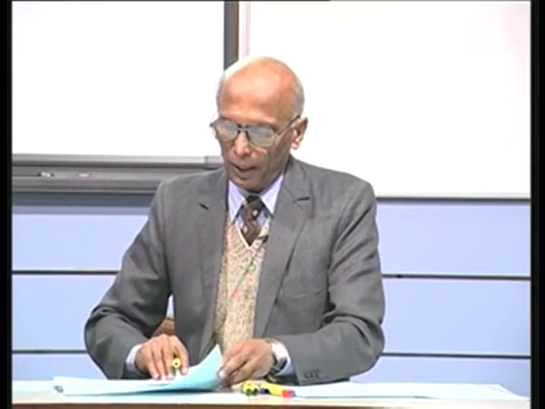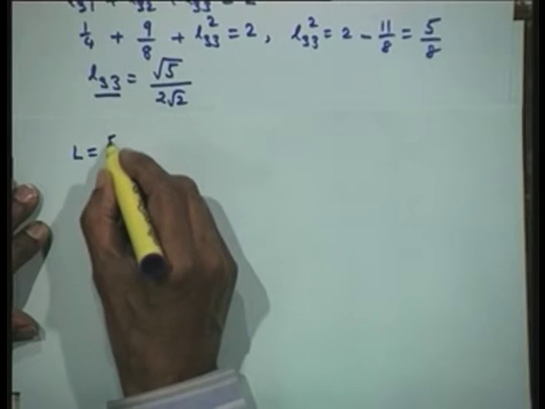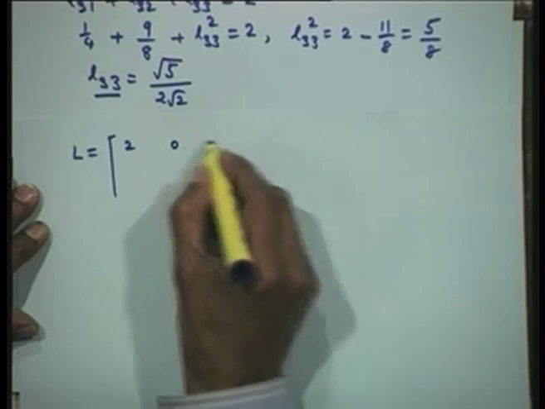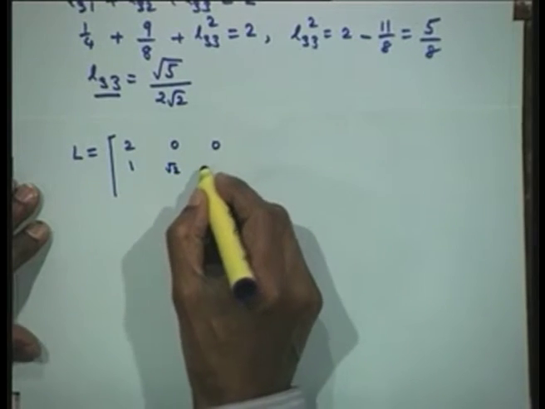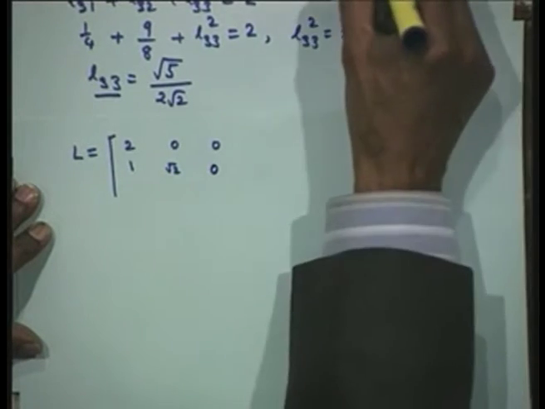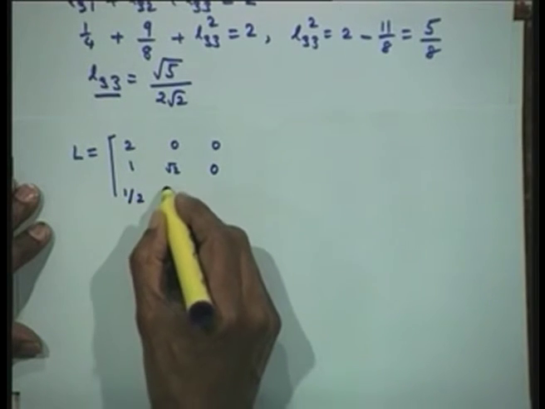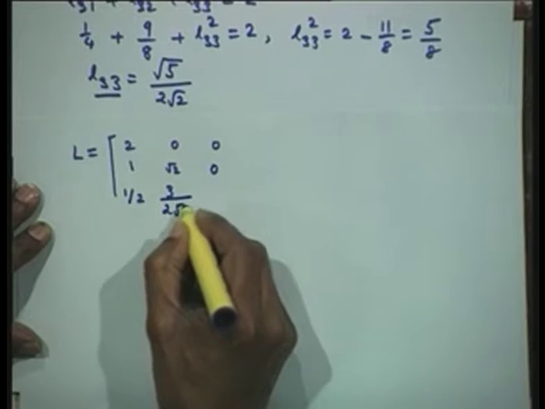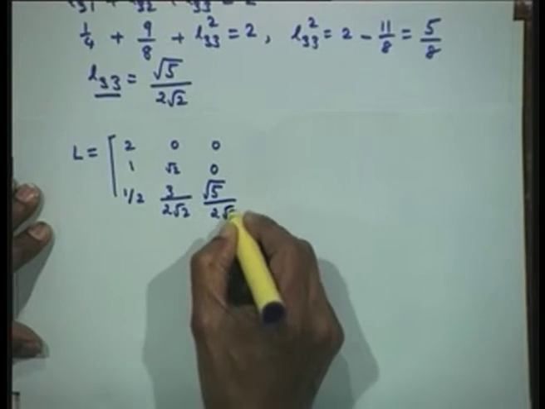Now, let us substitute the elements and then write down what is our L. Therefore, from here I can write down the matrix L as 2 0 0, 1 root 2 0, that is L22 is root 2, and this is 1 upon 2, 3 upon 2 root 2, root 5 upon 2 root 2.